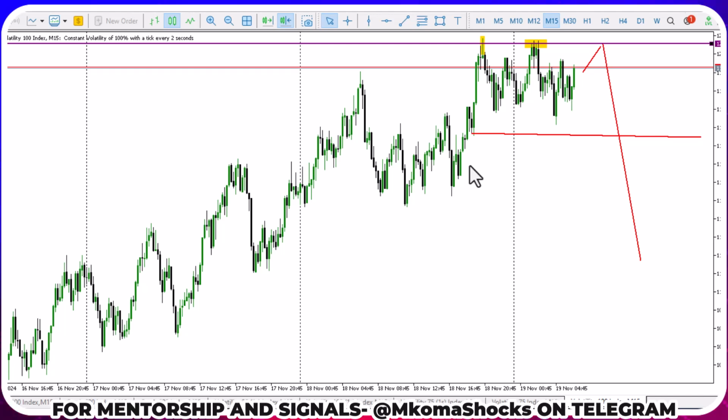And remember, if you are using Central African time, you need to be using this strategy in the early mornings from 4 a.m. to around 10 a.m. This is the best time for you to be trading this particular strategy.